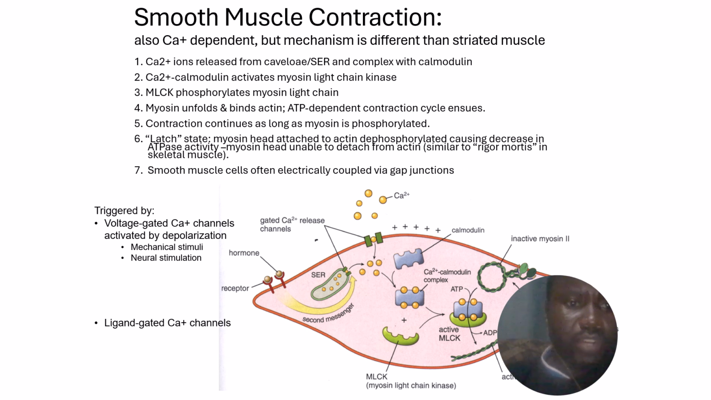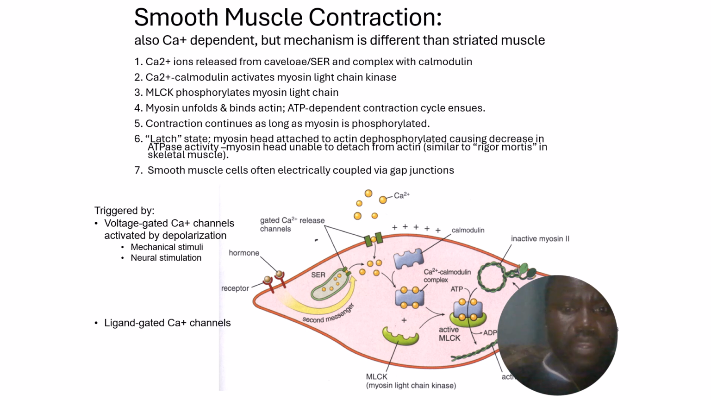So calcium released after depolarization of the smooth muscle will be released from the caveolae. The caveolae is like the smooth endoplasmic reticulum, and it is not so very organized, so it's like a food vacuum, and it will bind with calmodulin. So calmodulin plus calcium will make the calcium-calmodulin complex.